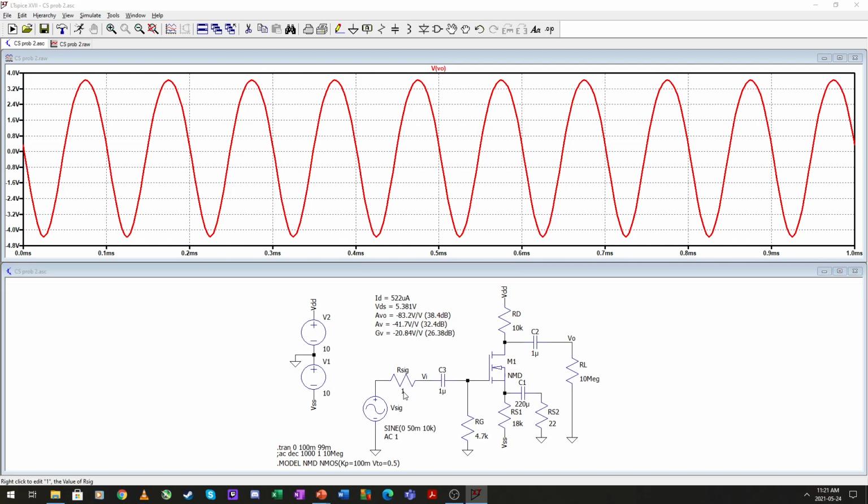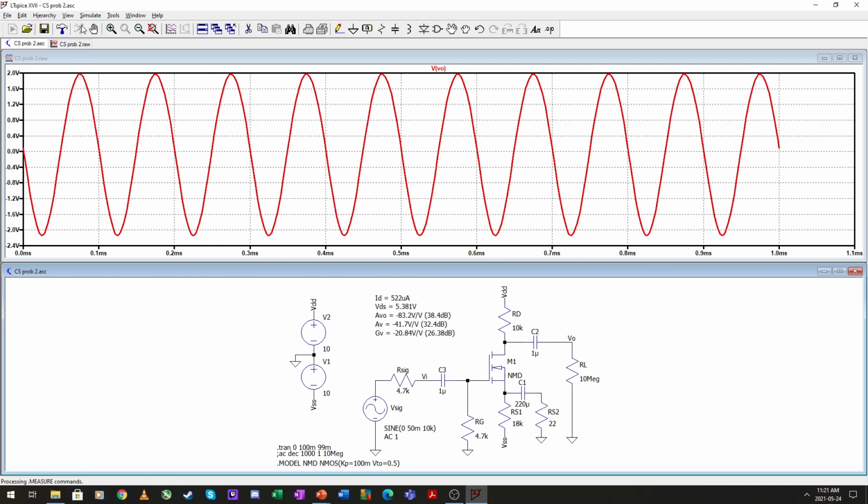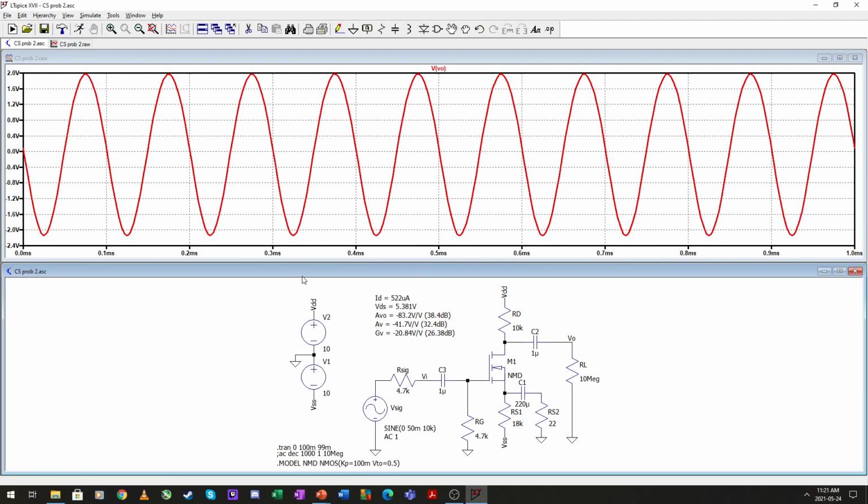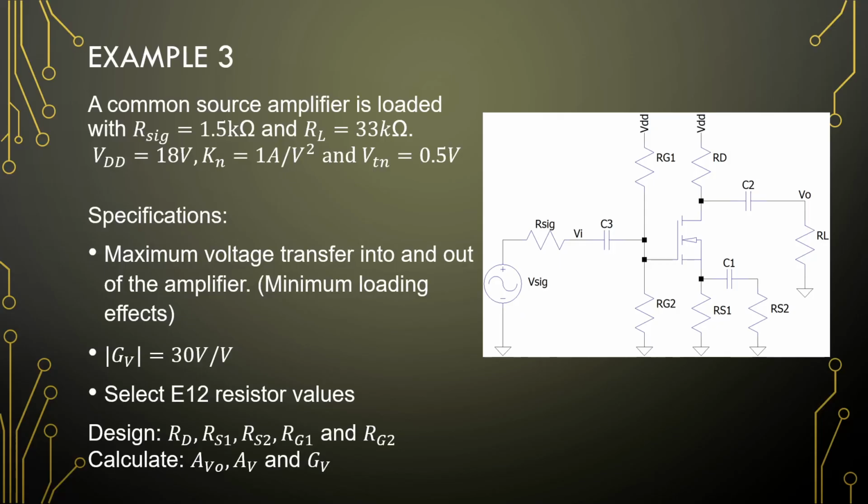So it would be best to actually decrease the input, and you can also see that it's now half again, but it's not in the triode region anymore. But yeah, that is our second amplifier. Let's go to our final example.